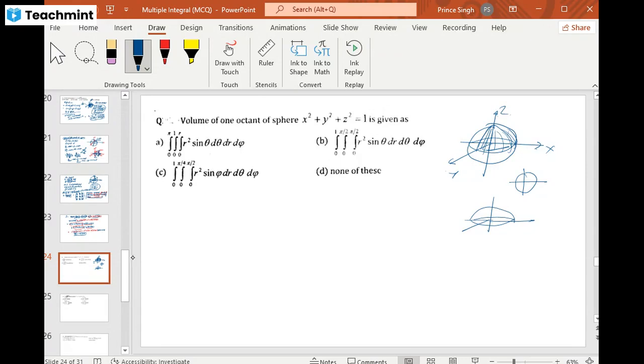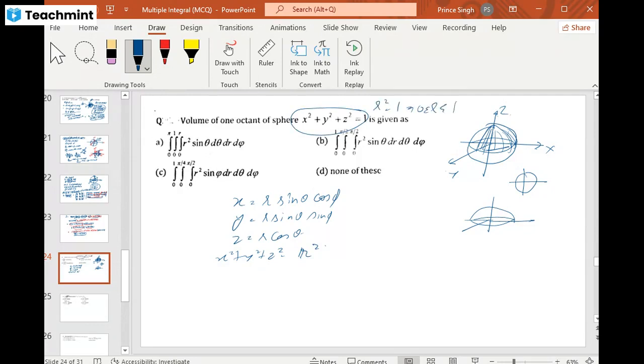How do we calculate it? To calculate this, firstly, we are going to transform it into the spherical polar coordinate system. x equal to r sine theta cos phi, y equal to r sine theta sine phi, and z equal to r cos theta, such that x square plus y square plus z square equal to r square. But because here, if I substitute this value, it means r square equal to 1. So the limit of r varies from 0 to 1, right?